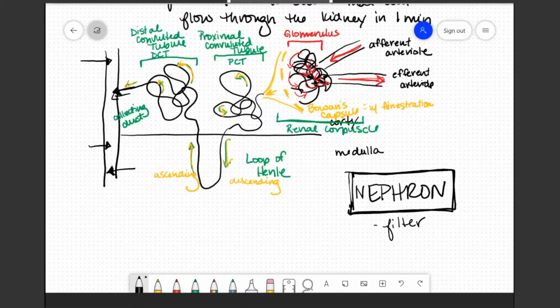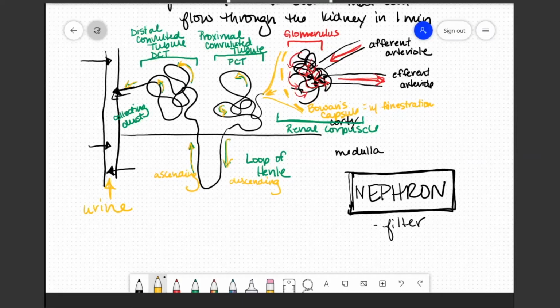It will go through that process of tubes. It will travel down the descending loop of Henle. It will then travel up the ascending loop of Henle. Then it will go through the DCT, or the distal convoluted tubule, and then it will dump into the collecting duct. This collecting duct right here, at this point, will be called urine.